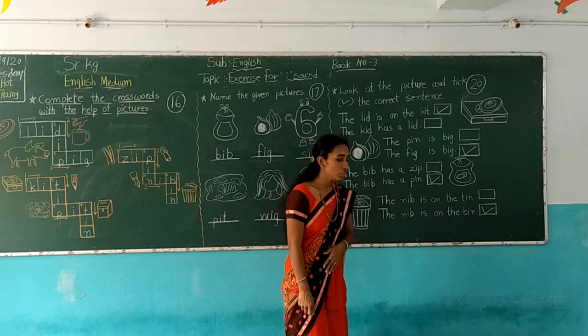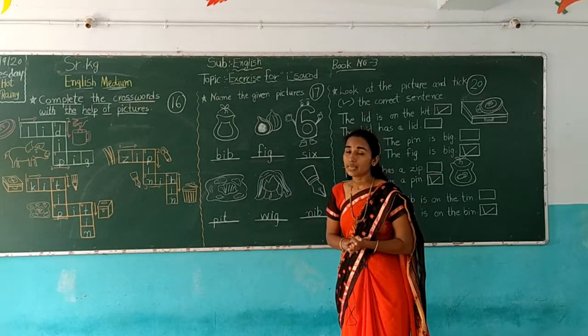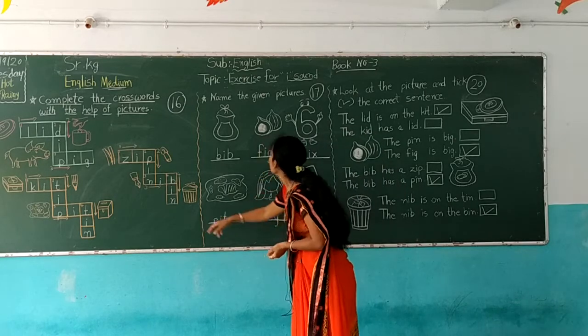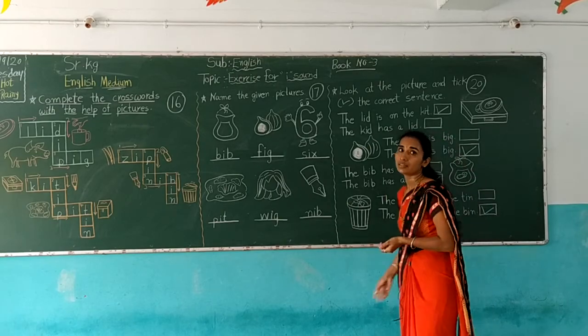Okay. So children, you write this exercise in book number 3, page number 16, 17 and 20. Thank you.